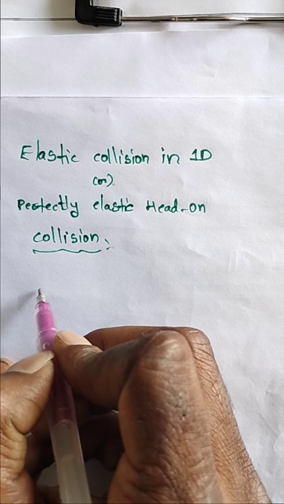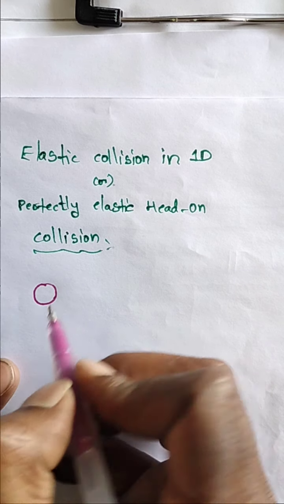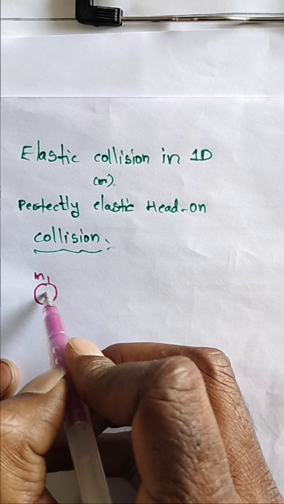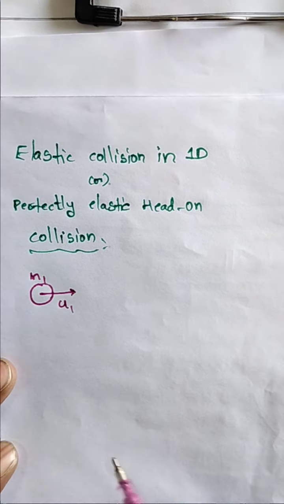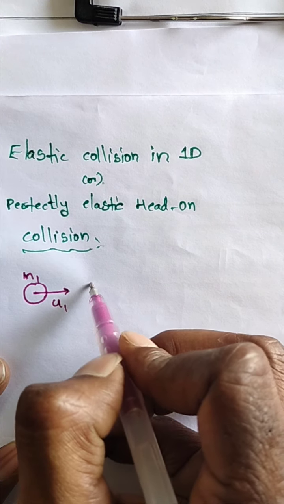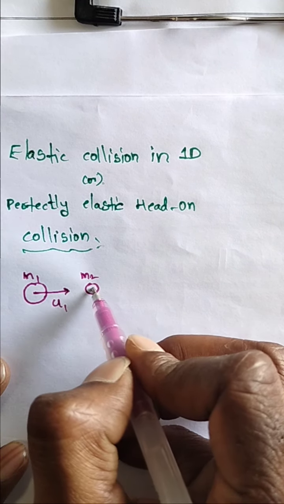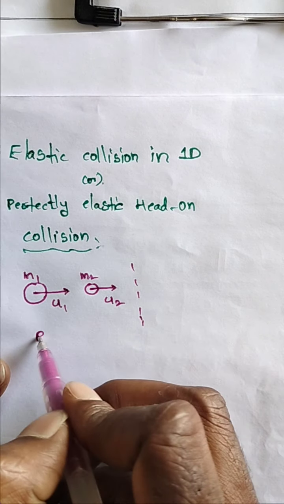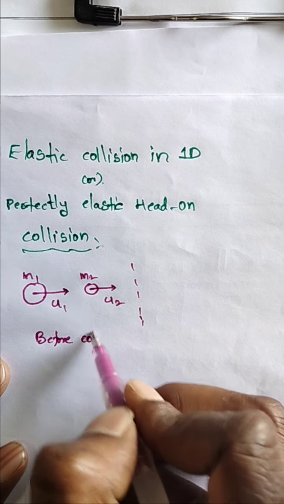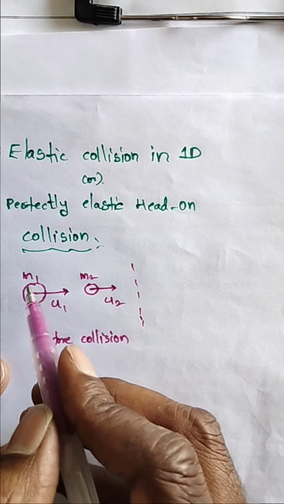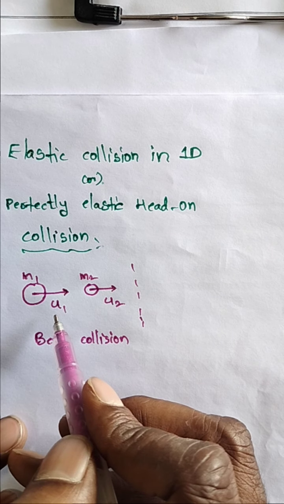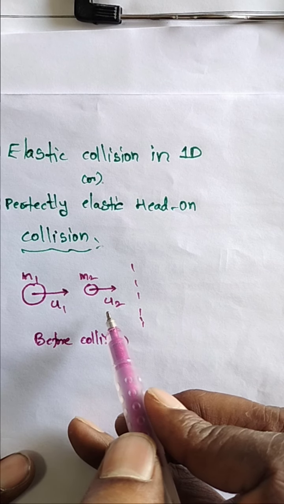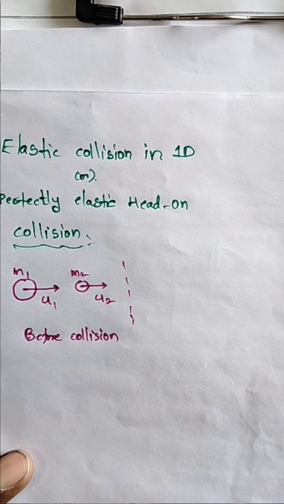Listen. Let us take one object with mass m1 moving with velocity u1, and another object m2 moving with velocity u2. This is before the collision. What is the mass? m1. What is the initial velocity? u1. The second object has mass m2 and velocity u2, moving in a particular direction.